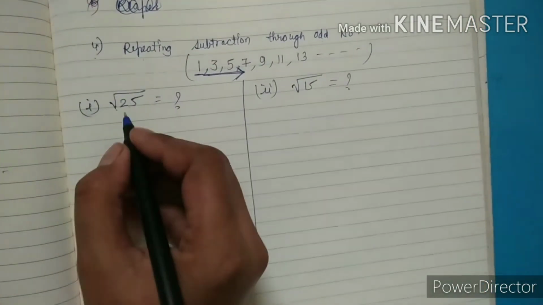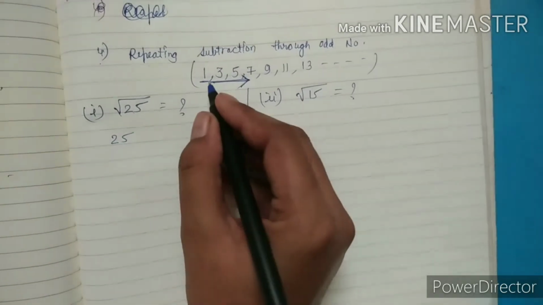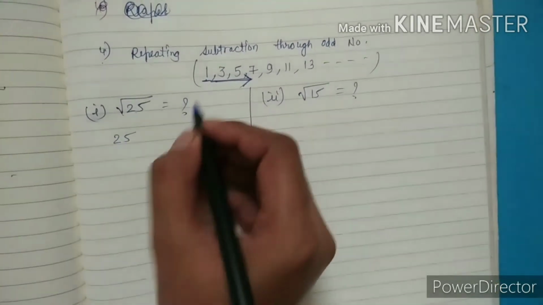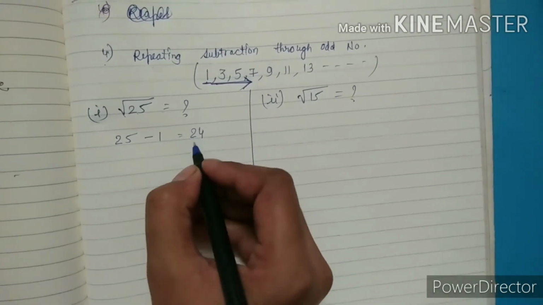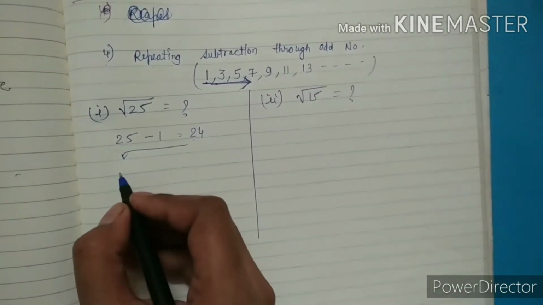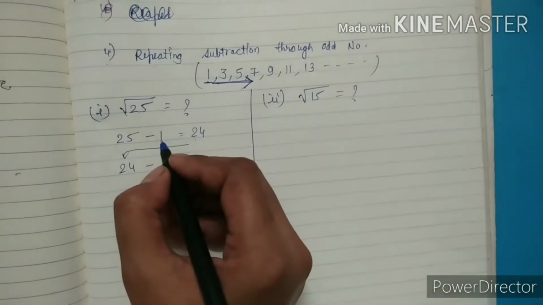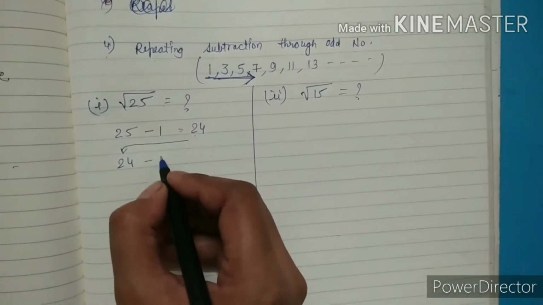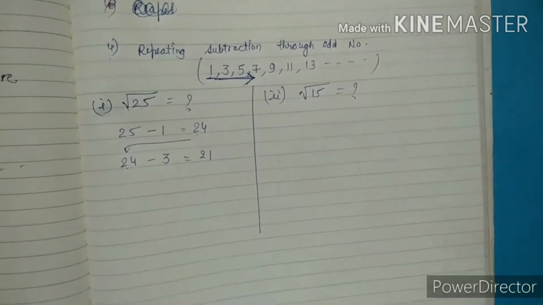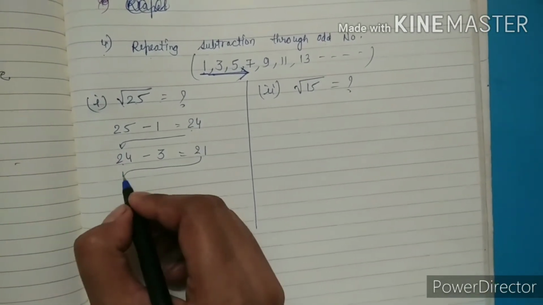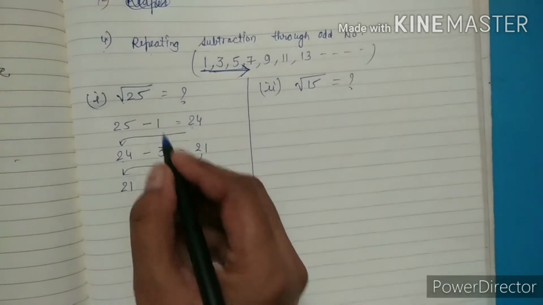Now 25 is there. The first odd number is 1, so firstly we subtract 1. 25 minus 1 is 24. Then 24 will come here. 1 is already completed. Next number will come: 24 minus 3 is 21. Then 21 will come here. 1 and 3 are over.